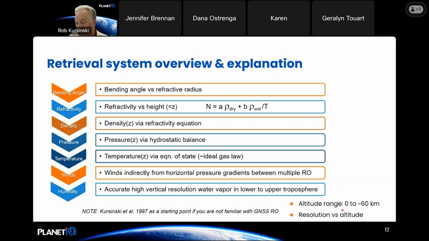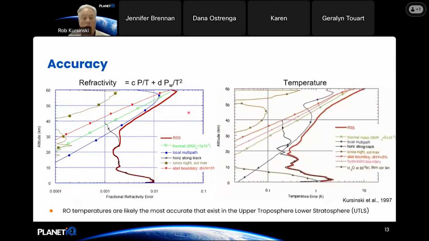The altitude range for the refractivity is about 0 to 60 kilometers. And I'll just say the resolution is around 100 meters, down to 68 meters at low altitudes, and degrades to about 1.4 kilometers in the stratosphere. Quickly, some accuracy curves. This is from my PhD thesis on a paper from 1997. This is refractivity error. This is 0.1%, 1%, 10%, and this is 0 to 60 kilometers. And this is after you converted refractivity to temperature.